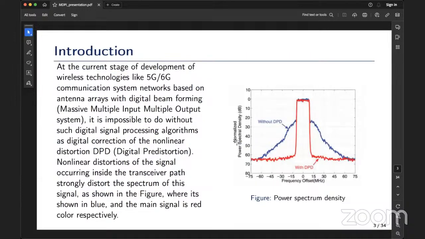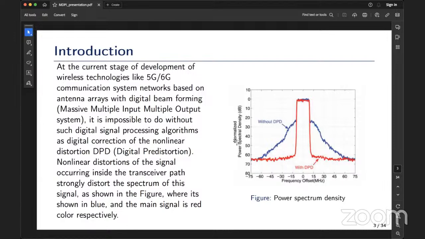So, okay, first of all, introduction. The motivation for this work is the development of wireless technologies like the 5G or 6G generation communication system based on antenna arrays and digital beamforming, so-called massive multiple input and multiple output. It's basically considered a black box system with many inputs and many outputs.